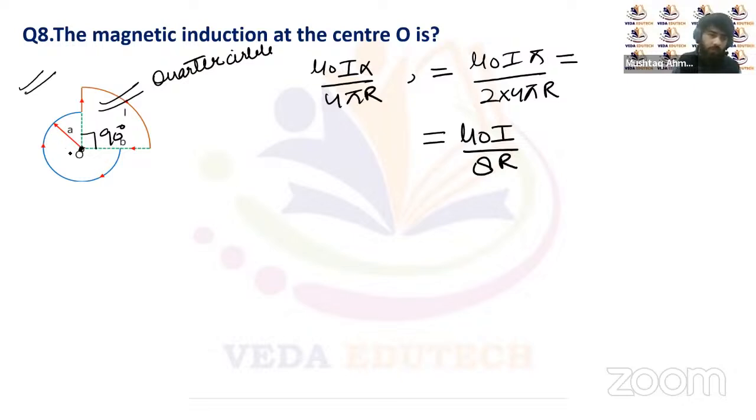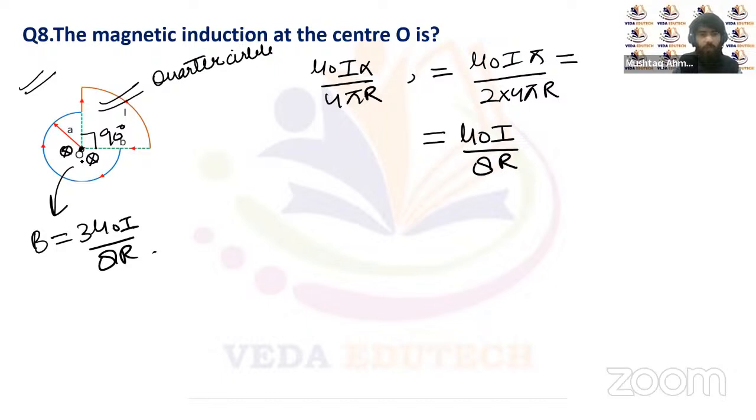So because of this quarter circle, the magnetic field is mu naught I upon 8r, and it is into the plane of this paper, perpendicular to this plane. And similarly, the magnetic field because of the three quarters of a circle: if the magnetic field because of one quarter is mu naught I upon 8r, then the magnetic field because of three quarters has to be 3 mu naught I upon 8r. Now you can see here the net magnetic field because of this three quarters of a circle will be along the same direction, once again into the plane of this paper.